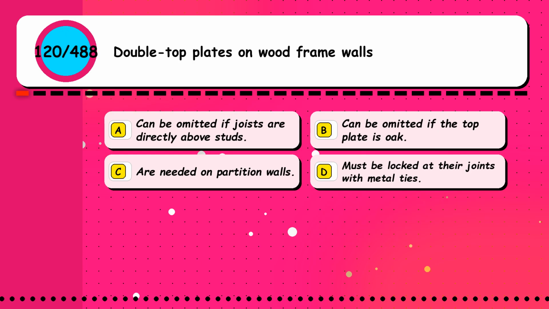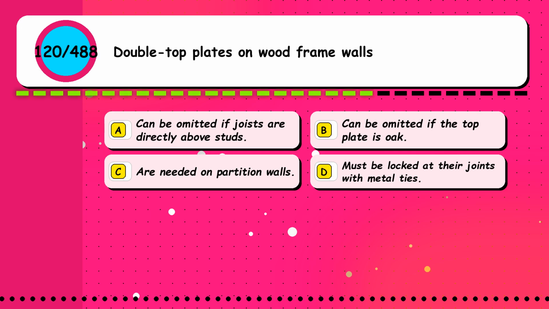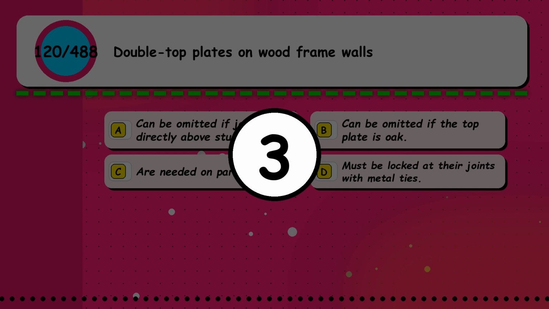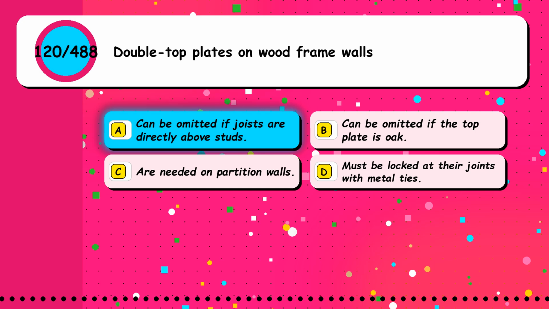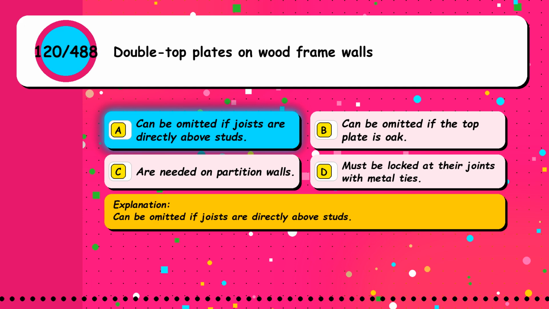Question 120. Double top plates on wood frame walls: Option A. Can be omitted if joists are directly above studs. Option B. Can be omitted if the top plate is oak. Option C. Are needed on partition walls. Option D. Must be locked at their joints with metal ties. The correct answer is option A. Can be omitted if joists are directly above studs.